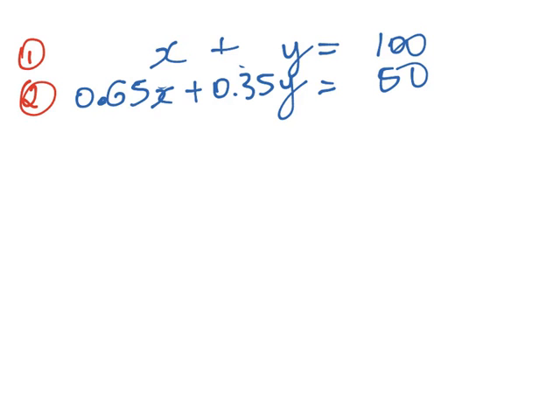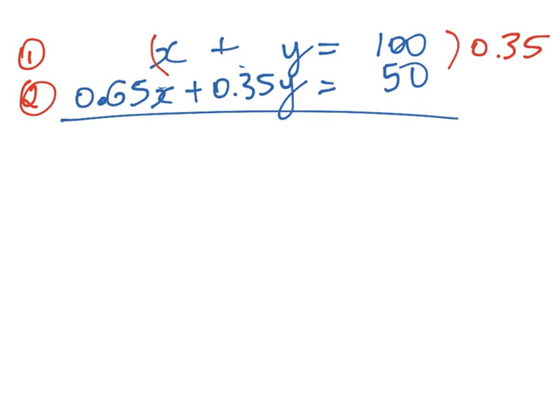Don't forget to draw a line and then decide which variable you are going to be canceling. I'm going to be canceling out the y's, and all I need to do to cancel out the y's is to multiply the first equation by 0.35. When we do that, remember that we need to multiply this 0.35 by each and every term in the first equation. So I'm going to do that first.